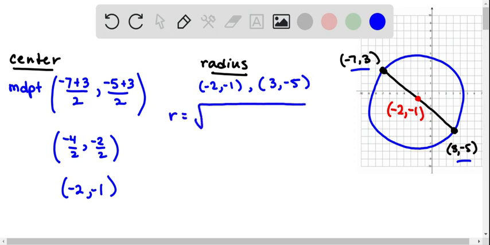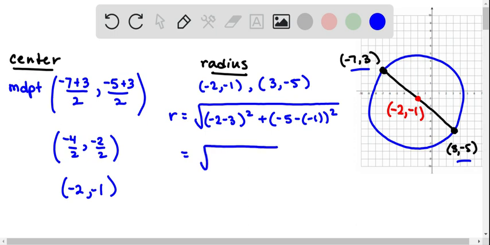So we have the square root of the change in x-coordinates, (-2 minus 3) quantity squared, plus the change in y-coordinates, (-5 minus -1) quantity squared. And we're going to simplify that. -5 squared is 25, and -4 squared is 16. 25 plus 16 is 41, so the radius is the square root of 41.